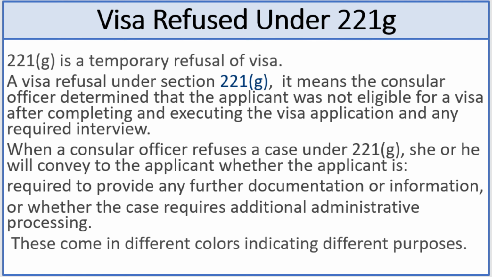This is a temporary refusal of visa. It means the consular officer determined that the applicant was not eligible for a visa after completing and executing the visa application and any required interview. So when the consular officer refuses a case under 221(g), he or she will convey to the applicant whether the applicant is required to provide any further documentation or information, or whether the case requires additional administrative processing. So this 221(g) comes in different colors, indicating different purposes.